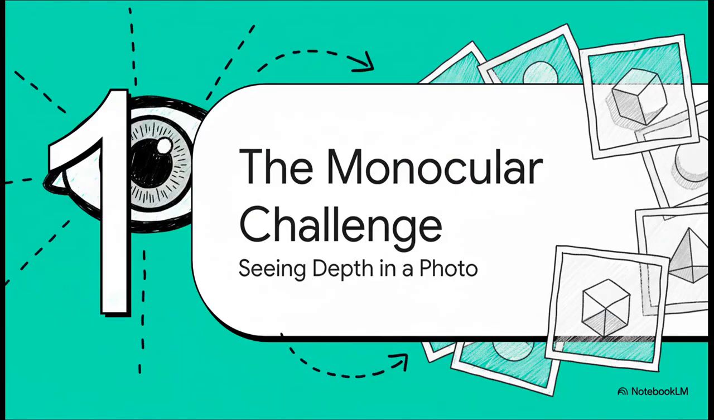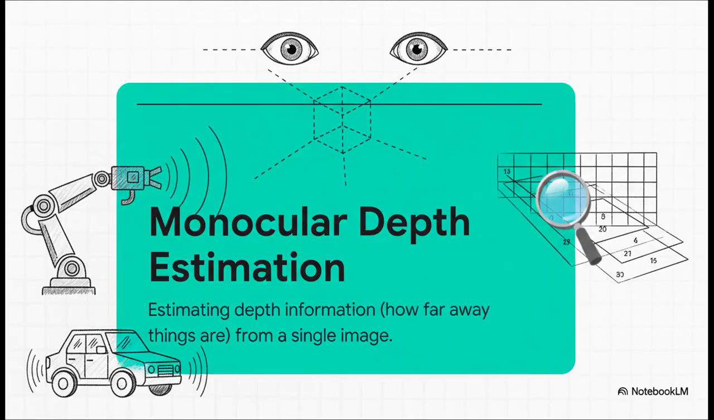So first, we've got to get our heads around the main problem. Researchers call it the monocular challenge. It's a fancy way of saying you're trying to see in 3D with just one eye, or in this case, from one single flat image. The official name for this whole field is monocular depth estimation, or MDE for short. And this isn't some new thing. It's a classic problem in computer vision. It's got huge implications for everything from robotics to self-driving cars. The basic goal is simple. Figure out how far away every single pixel in a photo is. Sounds easy enough, but actually doing it, well, that's incredibly hard.